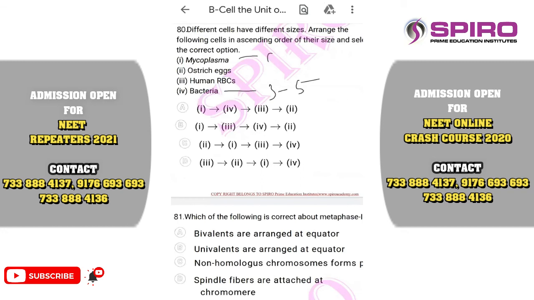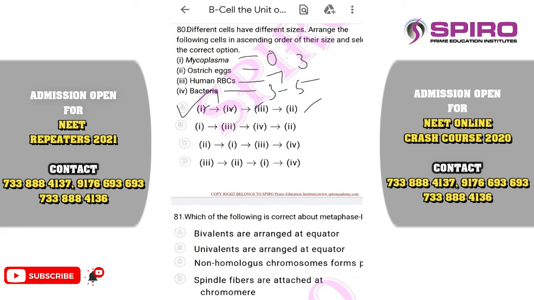Here, mycoplasma is 0.3. Ostrich egg is the largest. Humans, 7 micrometer. So from small to big, the first one will come, next the second, then the human RBC, and next is the ostrich egg. So the correct option is option A. We are going to arrange it from big to small.